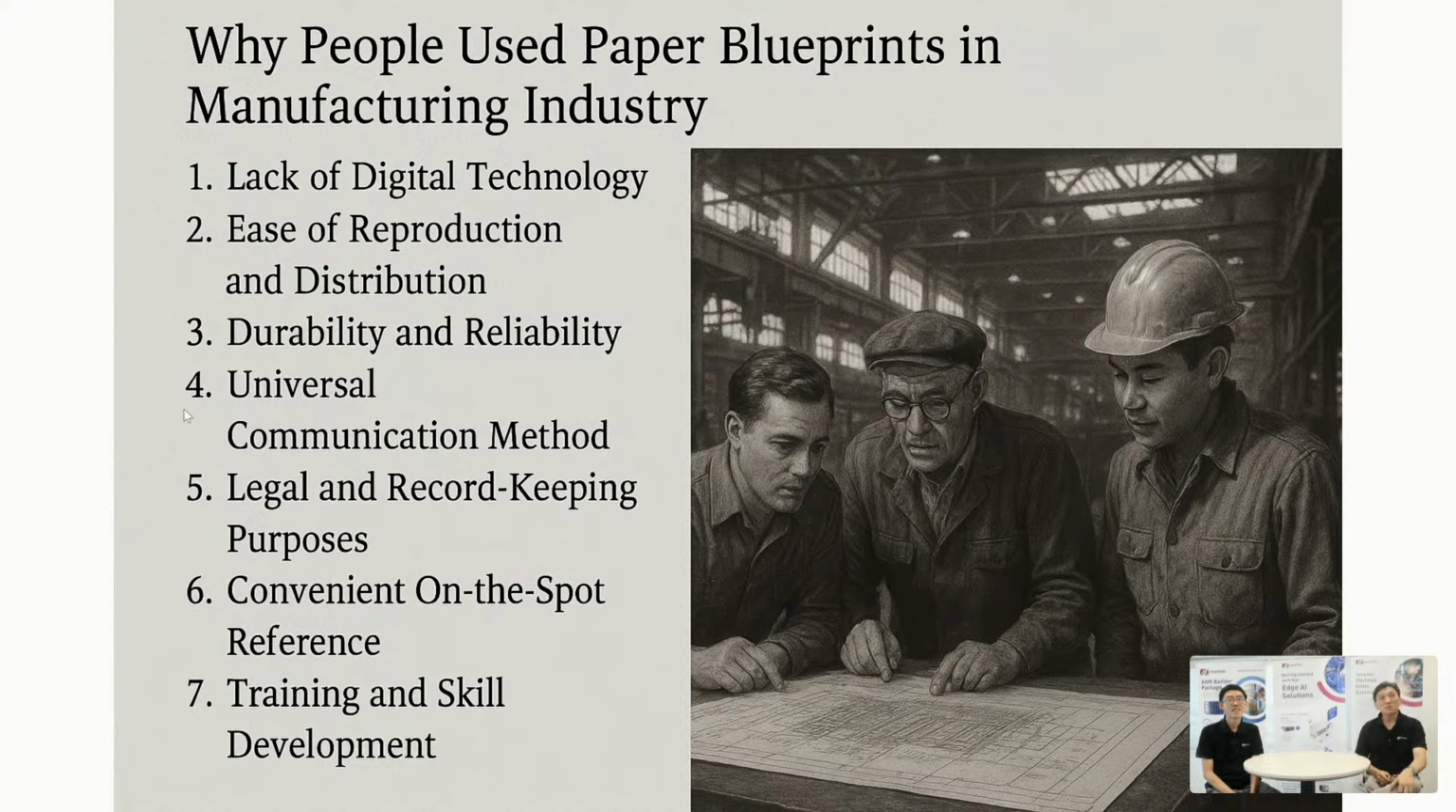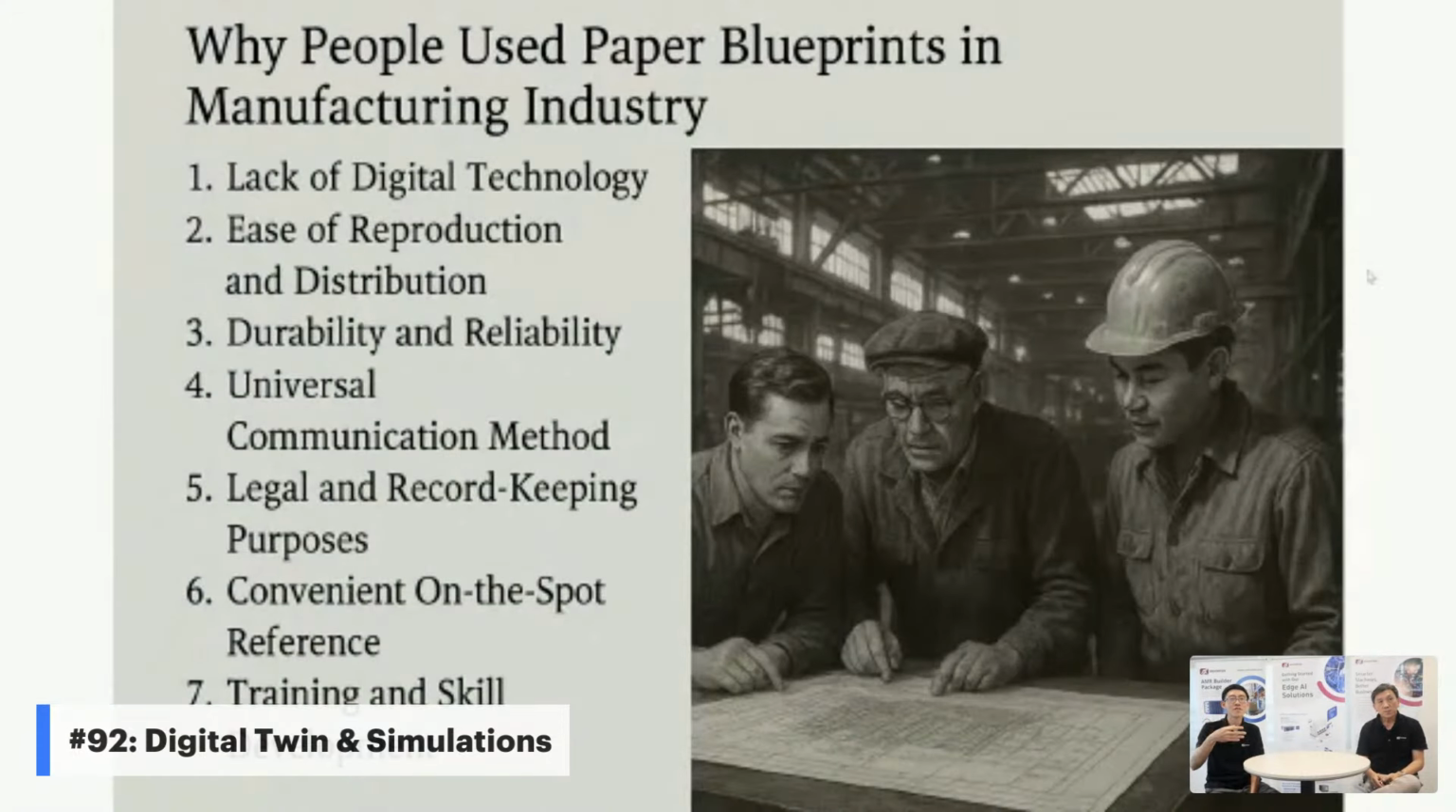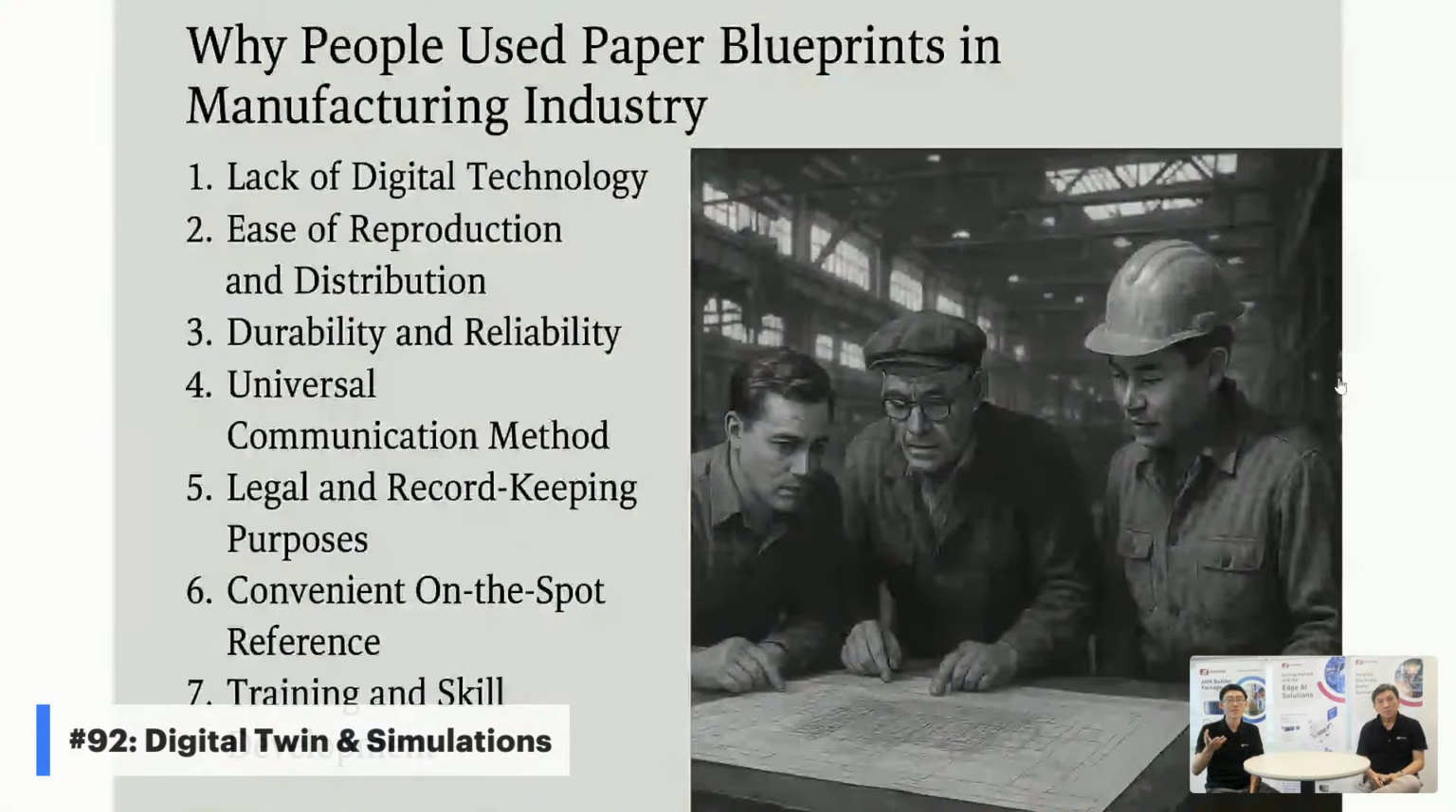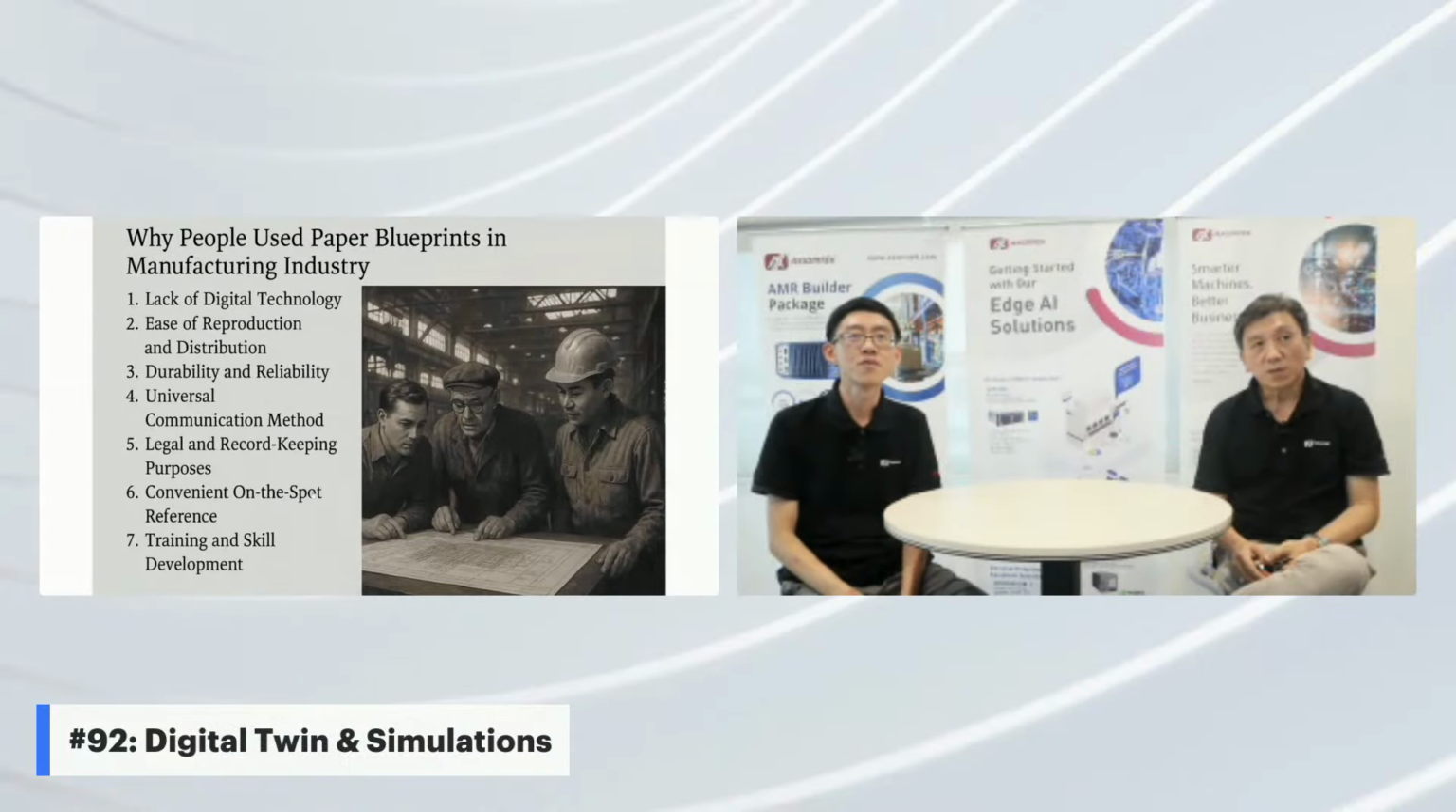So maybe you want to talk about that. During the old time, when there were no digital twins at all, how did people do it? Everything started from the paper blueprint. At that time, we lacked digital technology during that era, so everything was still using paper. And then you also have the ease of reproduction and distribution. So it's also quite durable and reliable.